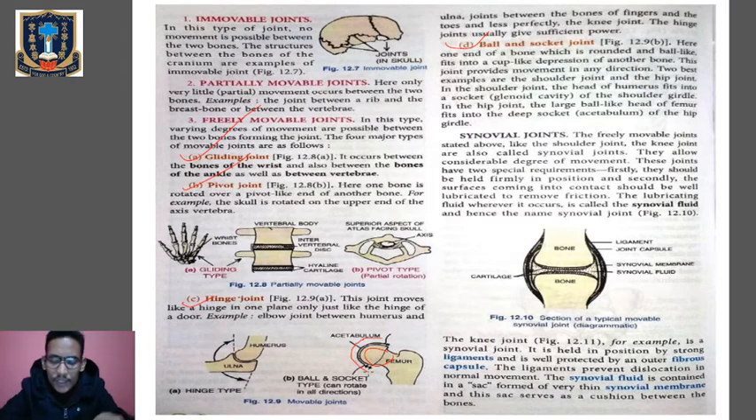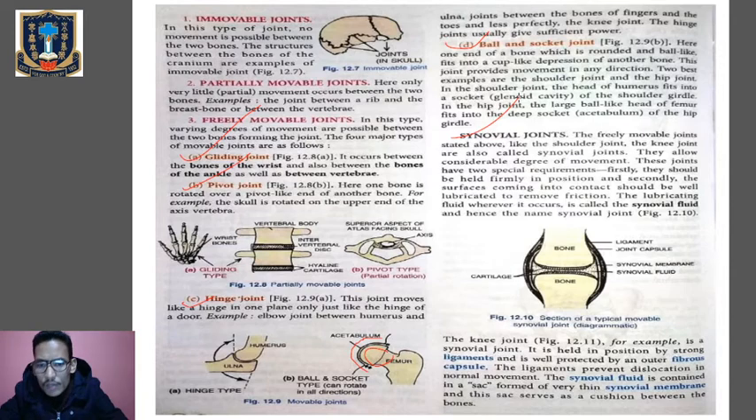Now the next one is synovial joint. Okay, now what are synovial joints? These are the freely movable joints, like the shoulder joints, and the knee joints are also called synovial joints. You can look at the figure also, the knee joint, the knee part. The joints in the knees are called synovial joints.